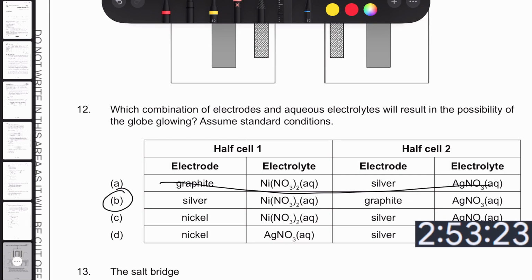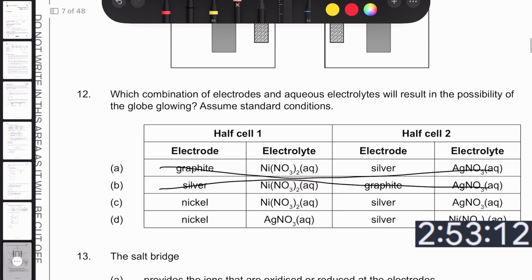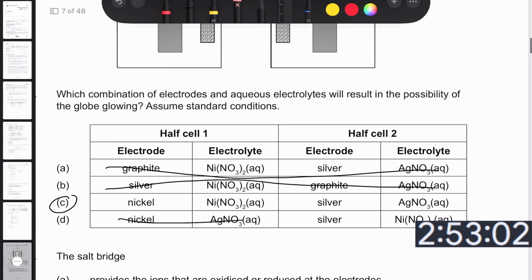Wait, silver electrode. No, that won't work then. Yeah, that's a bit odd. But nickel electrode with silver like that. I don't think that will work. So let's see, nickel with nickel solid, aqueous, and then the silver gets reduced, Ag. That's how it works.